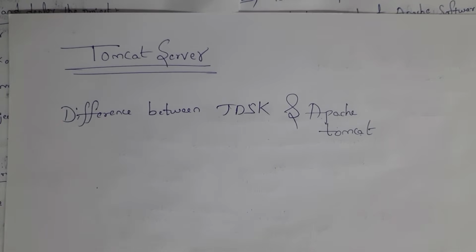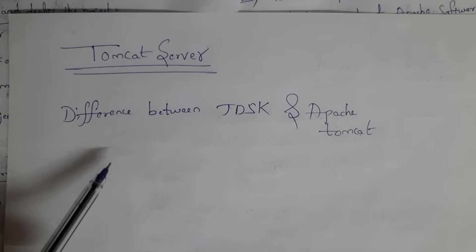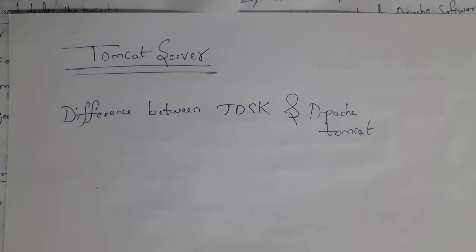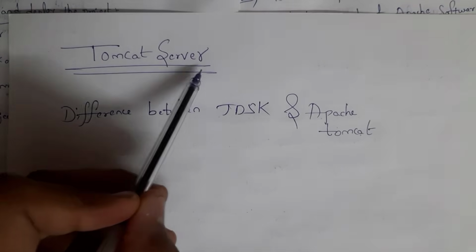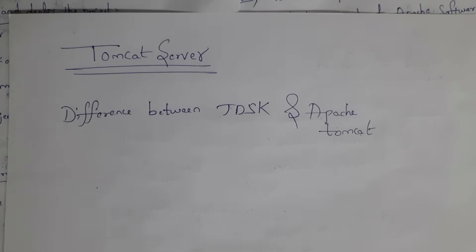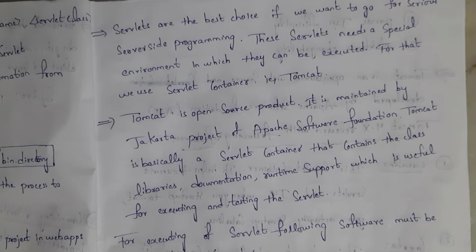Next topic is the Tomcat server, and also I will explain the difference between JDK and Apache Tomcat server. If you want to go for serious server-side programming, then servlets are the best choice, and these servlets are executed in a special environment. In order to execute a servlet, we need one servlet container. That servlet container's name is Tomcat. This is the servlet container in order to execute our servlet. Tomcat is an open source product. That means we can download the Tomcat server free of cost on the internet.